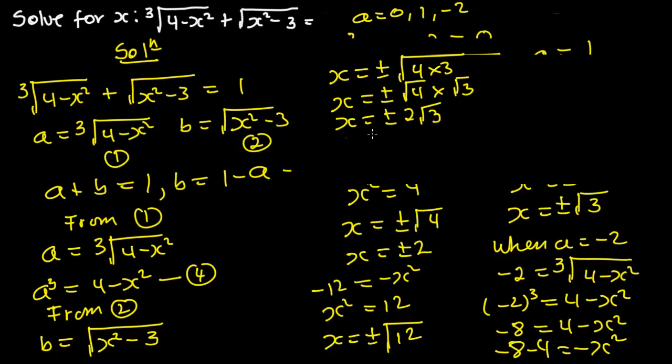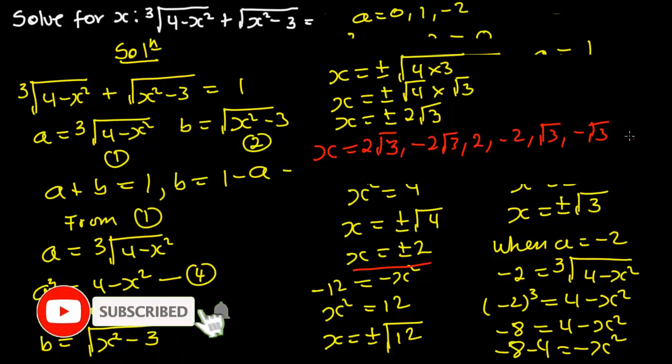Now finally we are having 6 answers for x. From this side I'm going to have x to be equal to 2 root 3, and then we're also going to have minus 2 root 3. Then from here we are going to have x to be equal to 2 and then negative 2. And then over here too, we are going to have x to be equal to root 3 and then minus root 3. So these are our 6 answers that will satisfy x.